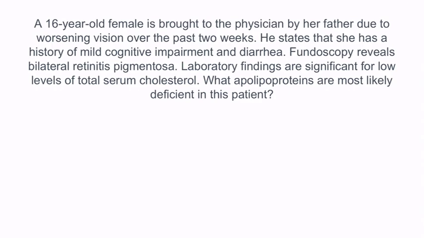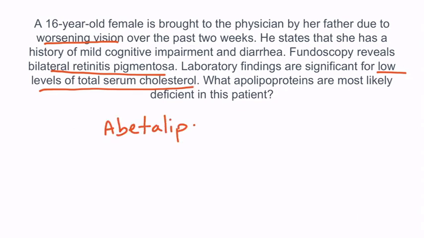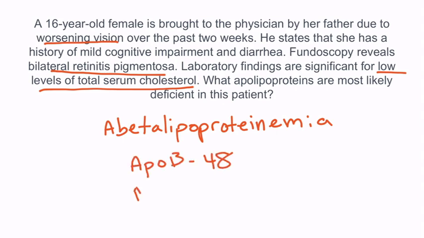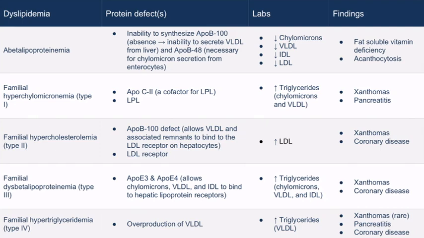From the question stem, hopefully you notice that this patient has worsening vision, bilateral retinitis pigmentosa, and low levels of total serum cholesterol. These findings are consistent with abetalipoproteinemia. As we just discussed, this results in a deficiency of ApoB48 and ApoB100. From the table, we can see that this results in decreased chylomicrons, VLDL, IDL, and LDL, which explains why she had low levels of cholesterol.